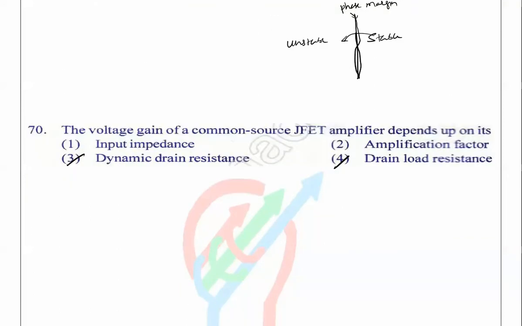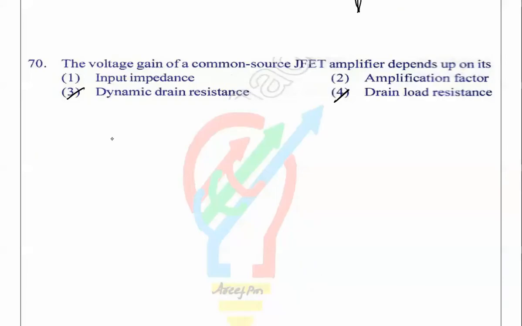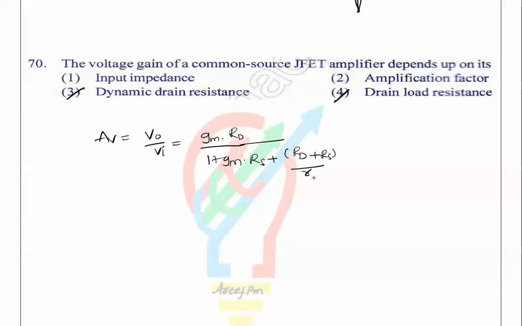The formula for voltage gain AV is equal to V0 by Vi, that is equal to transconductance Gm into dynamic resistance Rd divided by 1 plus Gm into Rs, source resistance, plus Rd plus Rs divided by drain load resistance Rd here. So from this we can conclude that the voltage gain of the common source JFET amplifier depends upon the dynamic drain resistance and drain load resistance.